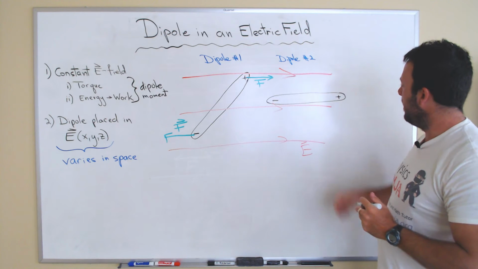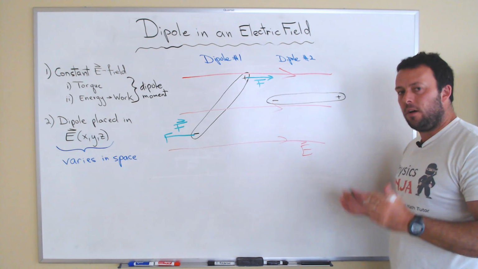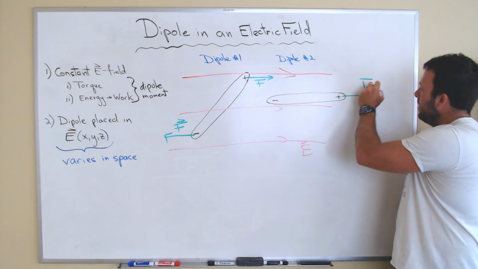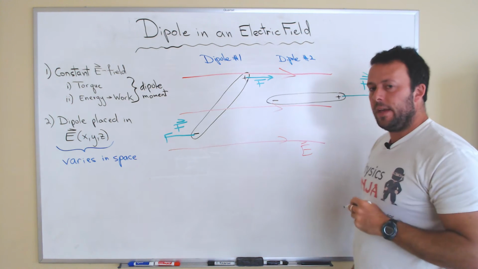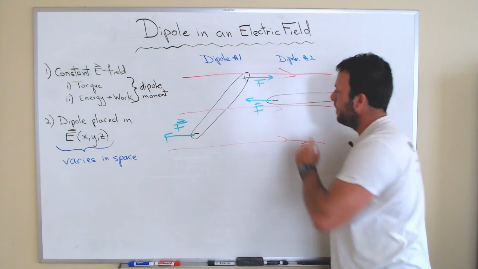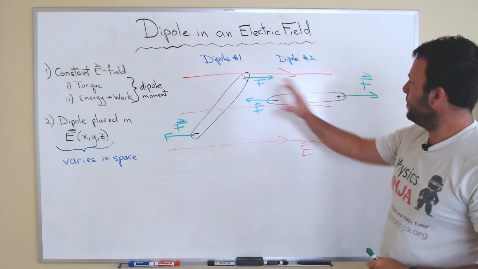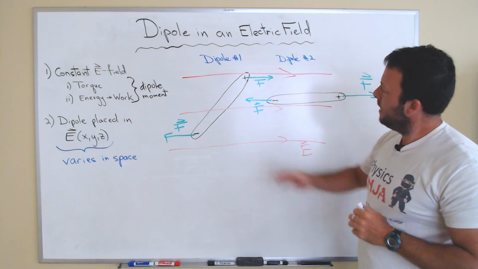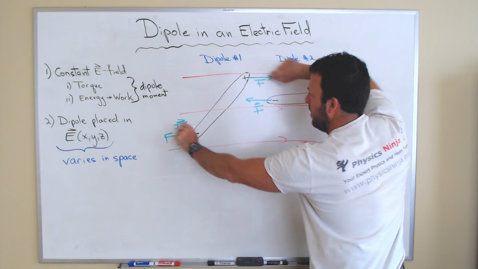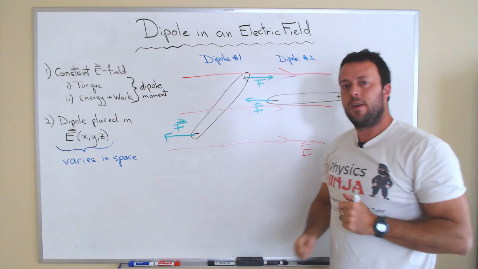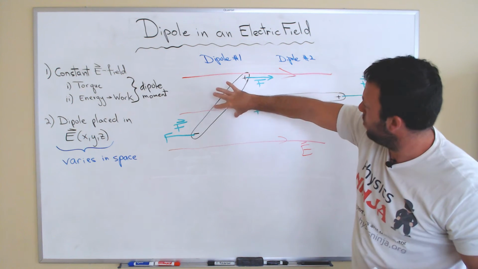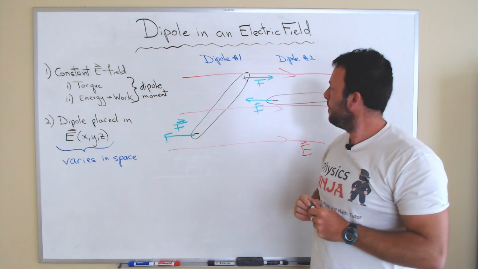Well, what about this guy? Let's look at dipole number two. Let's look at all the forces acting on dipole number two. We have an electric force acting on the positive side, and we have a force acting on the negative side. So there's a difference between both of these pictures, right? In case number one, you notice that both of these forces are acting in opposite directions, and they're going to tend to make the object rotate. Right? This dipole will rotate in an electric field.